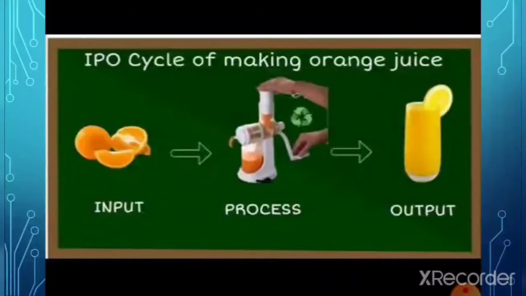Now let's take one example of making orange juice. Here oranges are input. Now next step is process. So we have to add the oranges in the juicer. Now juicer will do process on it, mash the oranges and it will take orange juice. So our final output is orange juice.